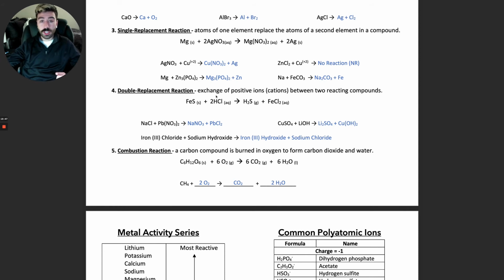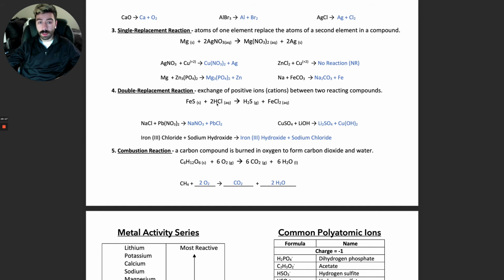So it's the exchange of positive ions or cations between 2 reacting compounds. So here we have iron 2 sulfide and hydrogen chloride. Sorry, I want to call it hydrochloric acid. Iron 2 sulfide and hydrogen chloride, and the positive portion switches to give you hydrogen sulfide and iron 2 chloride.